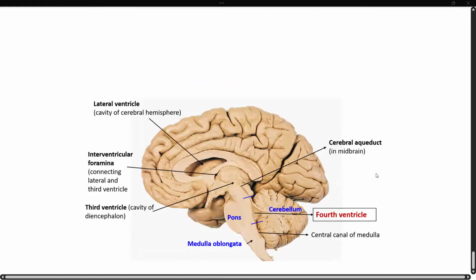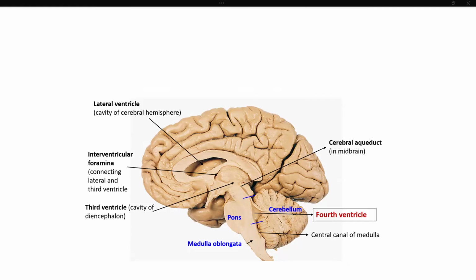Let's move on to our main diagram. The main diagram, where's my pen? Yeah, okay. So we have our lateral ventricle. Where is it? It's right here. And then we have our 4th ventricle. Where is it? It's right here.